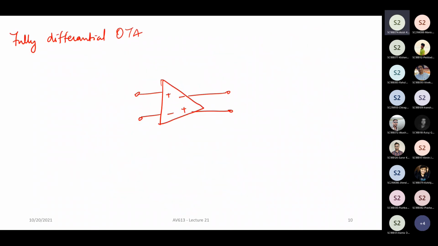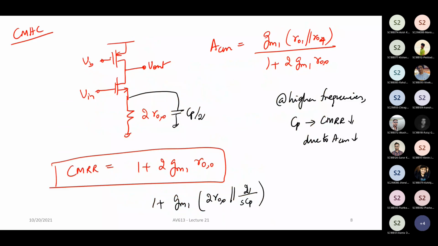Sir, ACM increases, I think. CMRR decreases. Yeah, sorry. Yeah, ACM increases and therefore CMRR decreases. Yeah, you're right. Thank you. Your common mode gain increases and your CMRR basically starts decreasing.